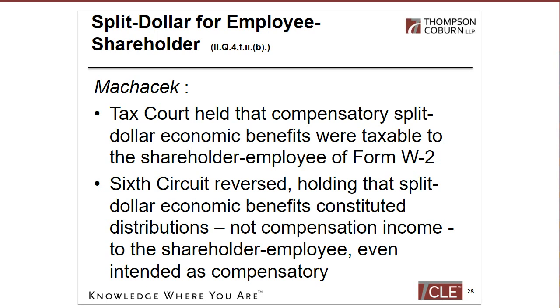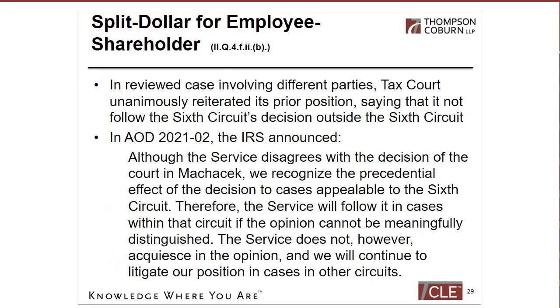And the Tax Court held that in a compensatory arrangement, it went on the W-2. The Sixth Circuit applied a particular literal reading of a particular regulation and said you're not allowed to have compensatory split dollar in an S-corp scenario. You could only have it be distributions. And the Tax Court unanimously had a review case and unanimously said, Sixth Circuit, you're full of nonsense. Yes, you can have compensatory.